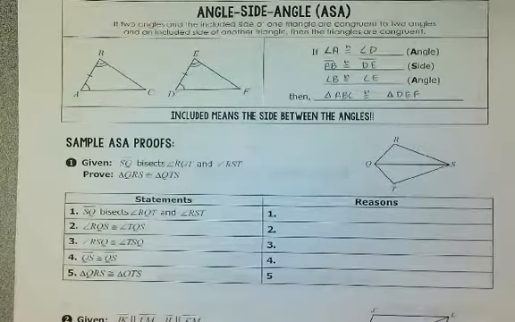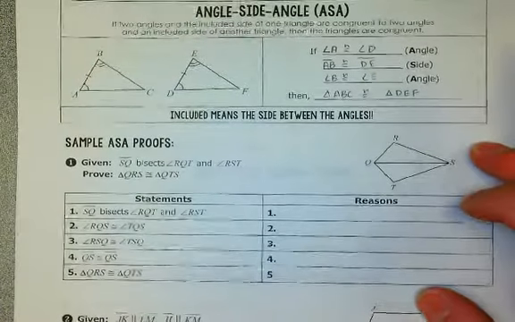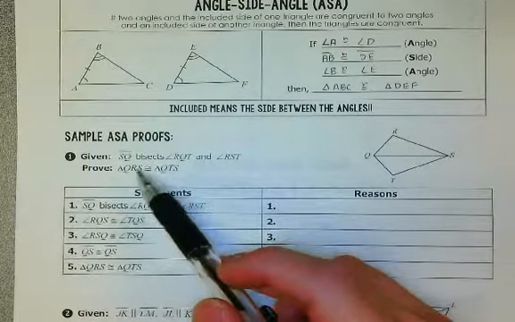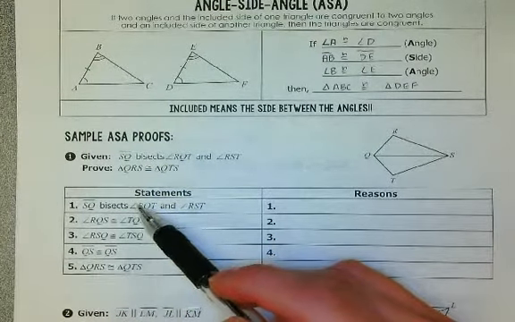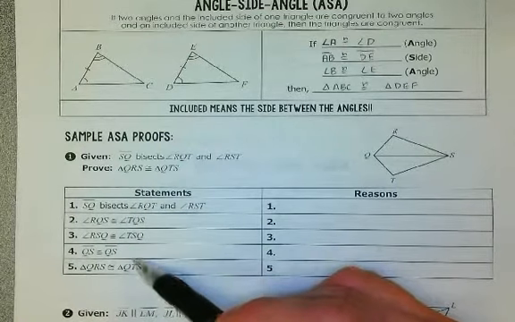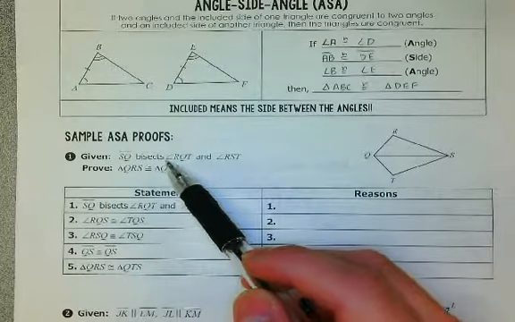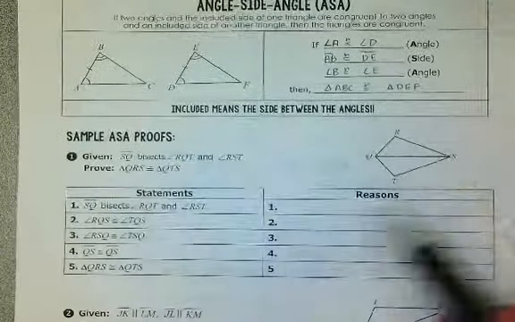We're going to start off with a sample proof. I'm going to do the first one with you. You can do the second one on your own. Here's our given statements. Now remember, the given statements are always written first in our two-column proof. So they tell us that SQ bisects angle RQT and angle RST.